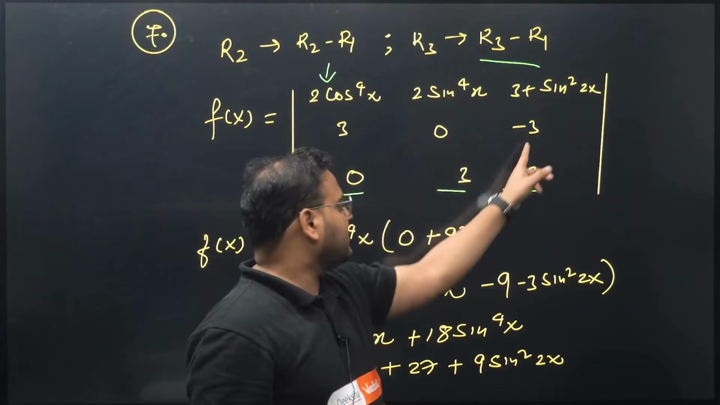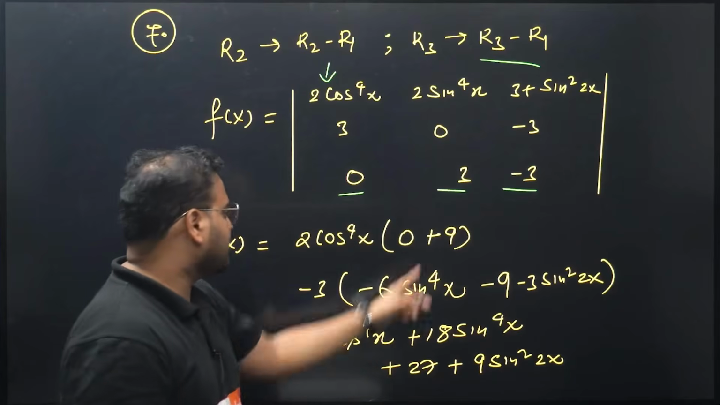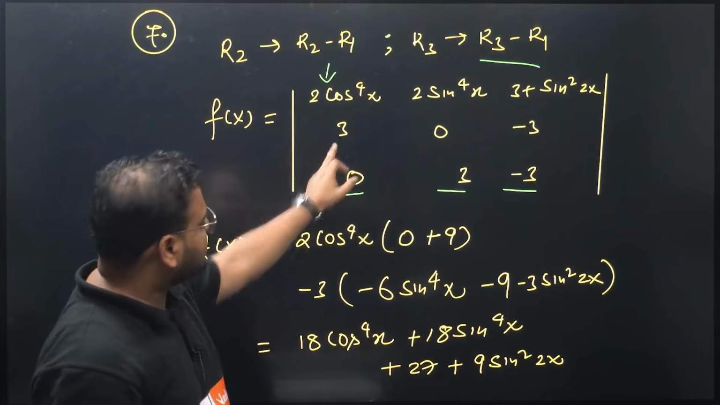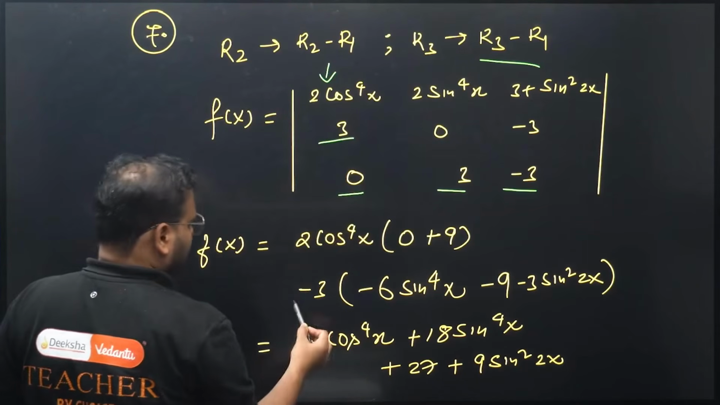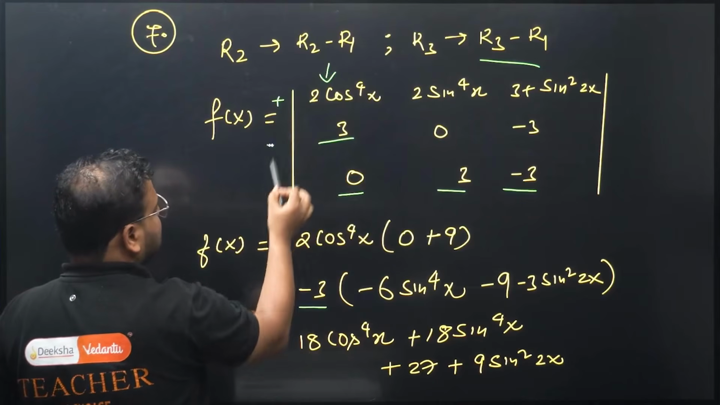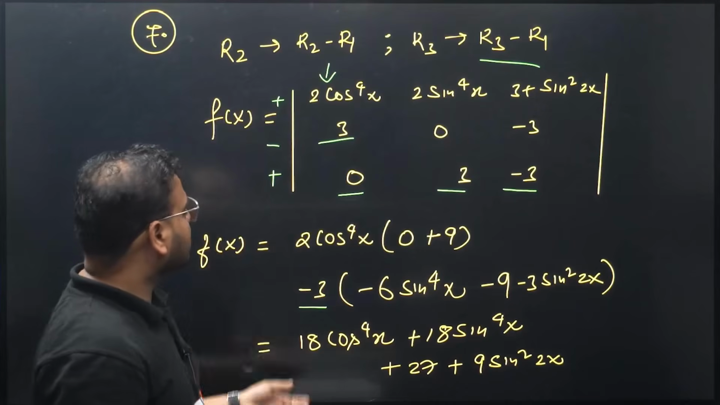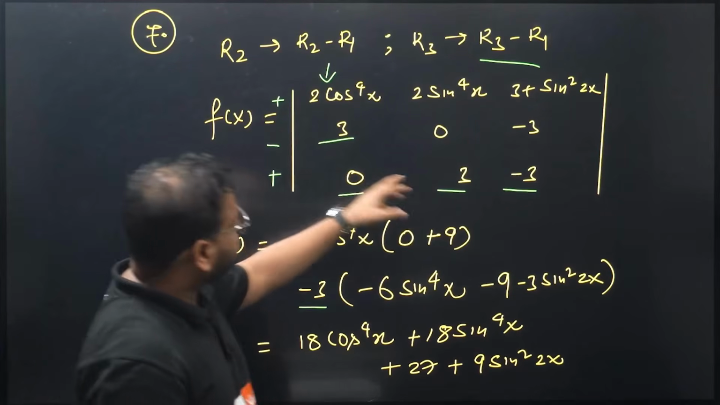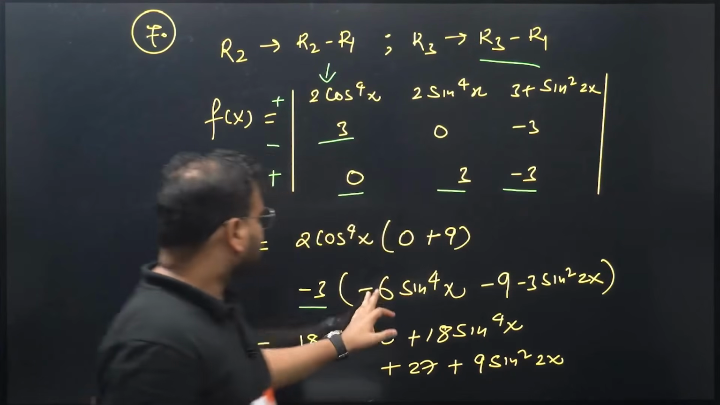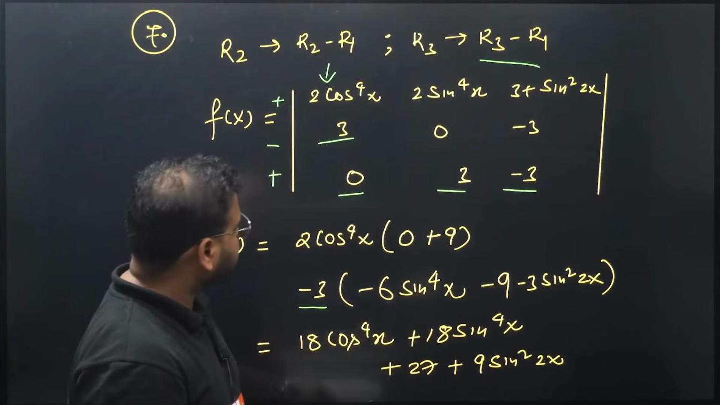We have minus 9. Difference makes plus, so plus 9. Okay, next will be minus 3 this term. So we'll have to do, because the position is plus, minus and plus, right? Odd, even, odd. So even, odd, even. So again we get what for this? Minus 3 into 2. So minus 6 sin power 4x.